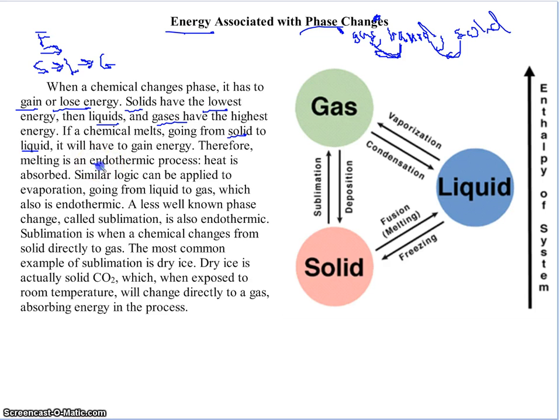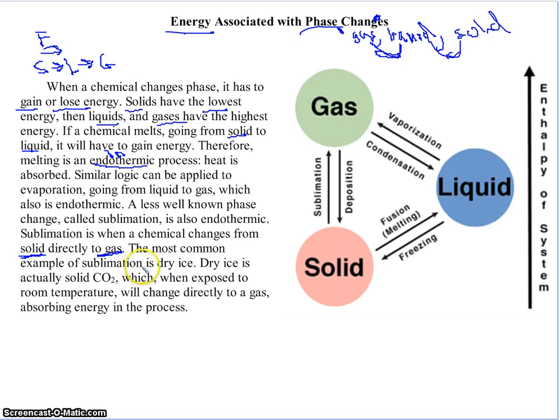Therefore, melting is endothermic. So endo means in. Heat is absorbed. Similar logic can be applied to evaporation going from liquid to gas. So liquid, gas, energy is going up. So that's also endothermic. A less well-known phase change called sublimation is also endothermic. Sublimation is when a chemical goes directly from solid to gas. Interesting. So solid to gas skips liquid altogether. Energy is definitely going to go up.